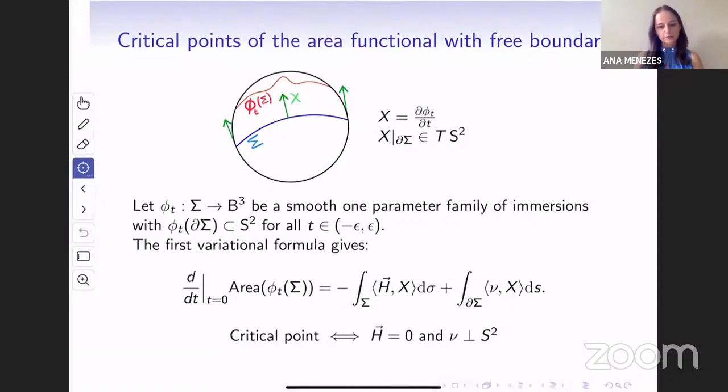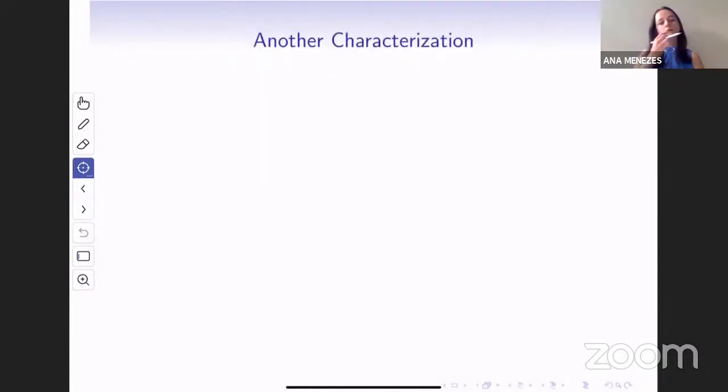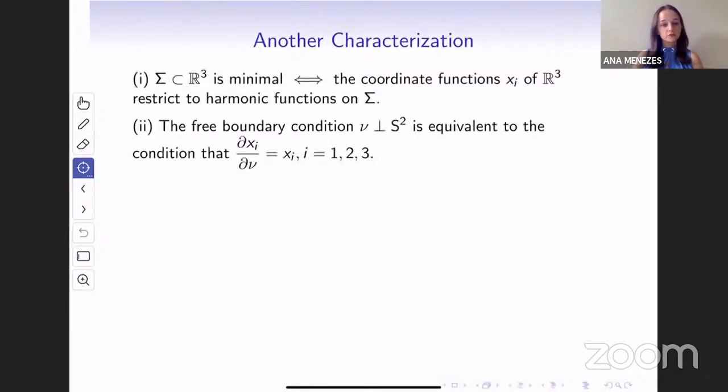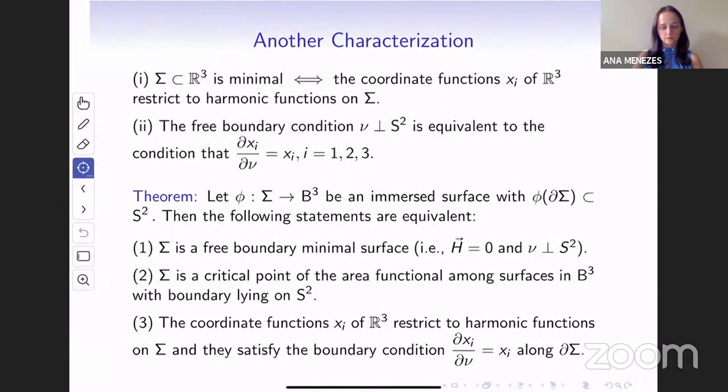But for this particular case of the ball, we have a third characterization that is very useful. A well-known fact is that a surface in the Euclidean space is minimal if and only if the coordinate functions are harmonic. And it's not difficult to check that the condition that the conormal along the boundary is orthogonal to the sphere is equivalent to the condition that the normal derivative of each coordinate function is itself. So these two points give us a third characterization for free boundary minimal surfaces. I wrote them all here.